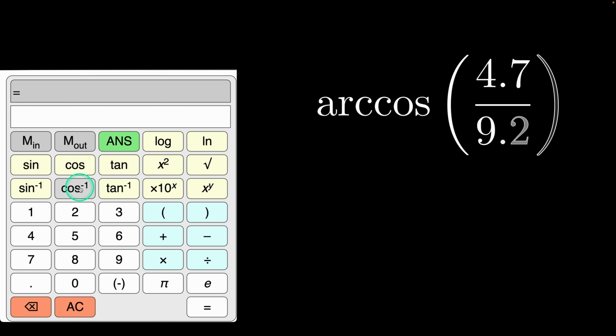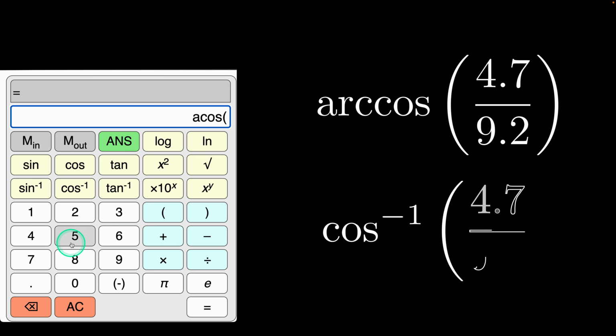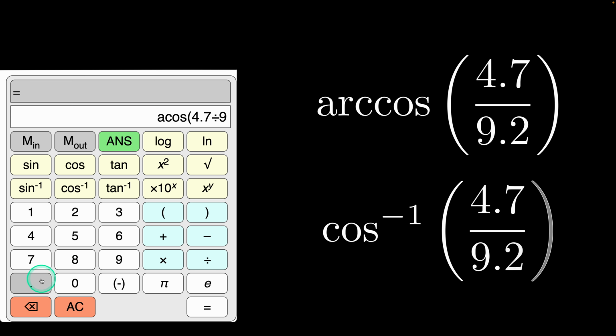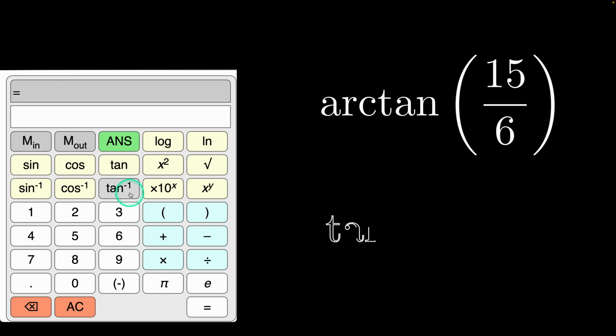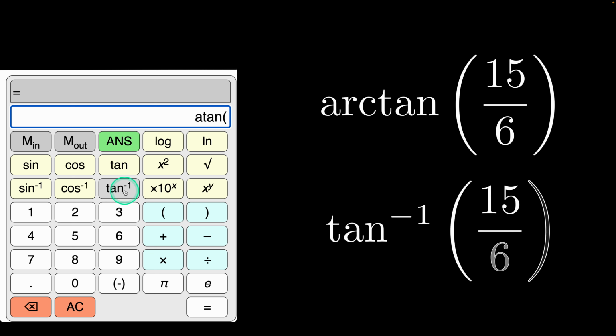Similarly, cosine minus 1 can be found here. Enter the correct division calculation and close the parenthesis. We'll probably get tan minus 1, and indeed we do, with 15 divided by 6 in parentheses.